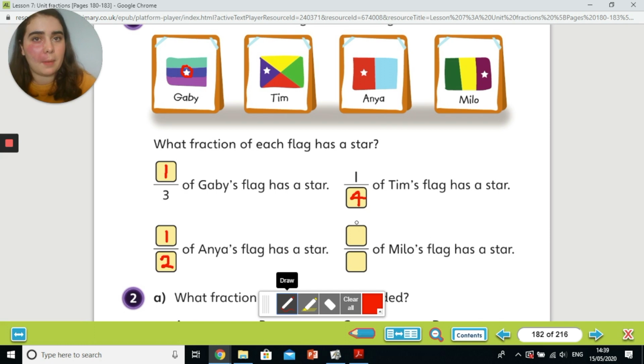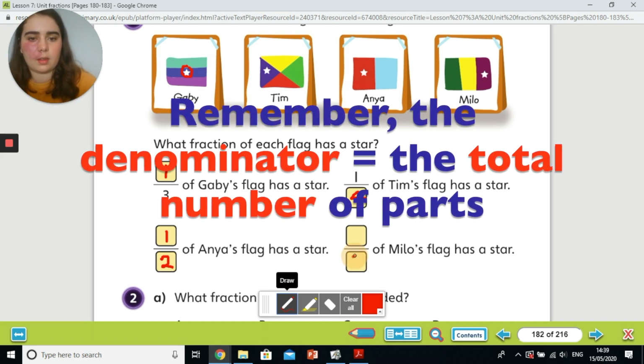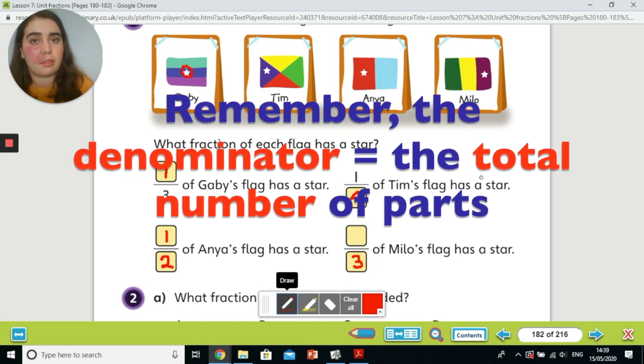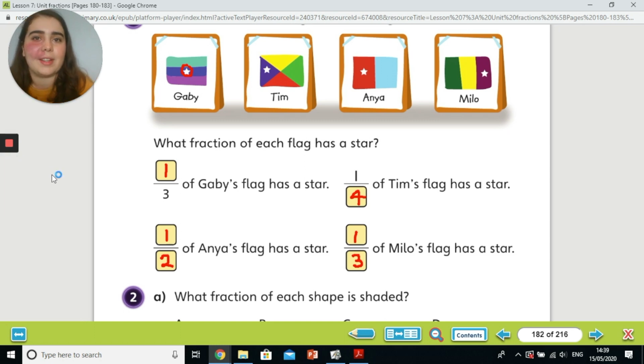And then finally, if we look at Milo's flag, it's got a green stripe, a yellow stripe, and a purple stripe. So what would our denominator be? Our denominator would be 3, because Milo's flag is split into thirds, or 3 equal parts. Remember, for a fraction, each part has to be equal. And the star is on the purple stripe of the flag. So 1/3 of Milo's flag has a star. Well done. If you got any of those right, you can have a house point for each one.